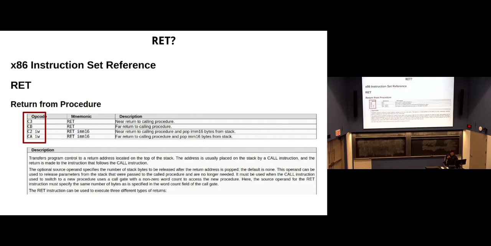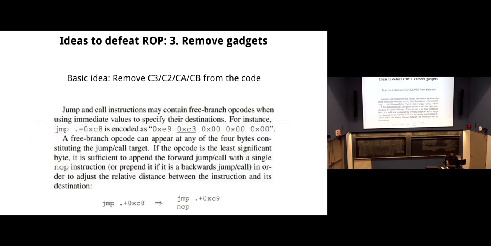You already saw how you can change instructions in the shellcode homework. So here it's the same thing. We just do not generate those bytes in our code, not even in the data part. If there is an immediate value with C3, then we change that. Maybe we change it to C2, then add one, something like that, right?